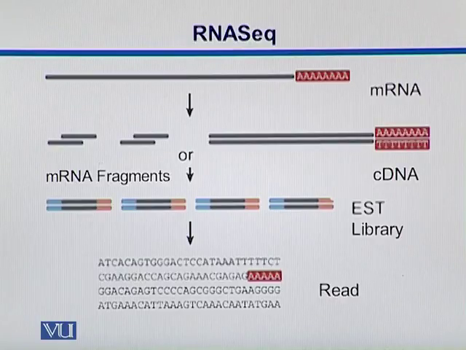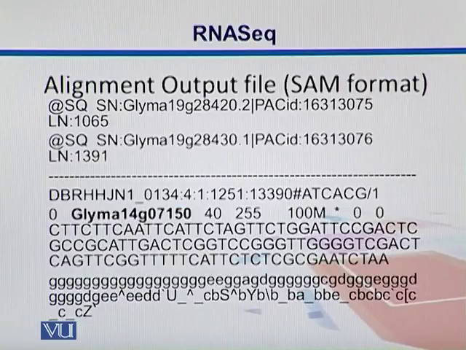After putting those libraries into the sequencer machine, we come up with those short sequences. The whole big sequence is broken down into smaller fragments which are sequenced and returned to you as those stretches of ATGCs. We call them reads. Once you align those reads to a genome or transcriptome, the output is in a format called SAM, sequence alignment format.